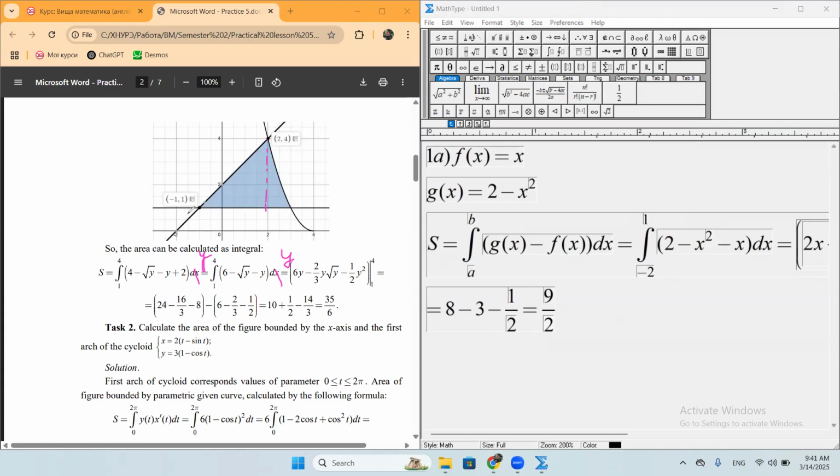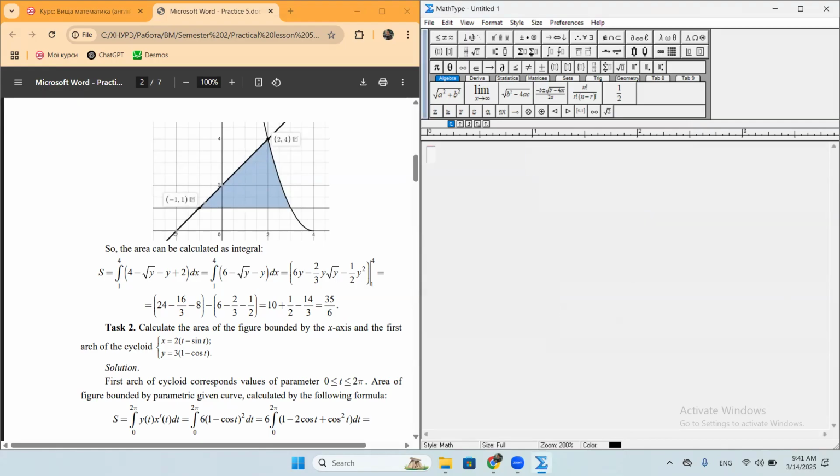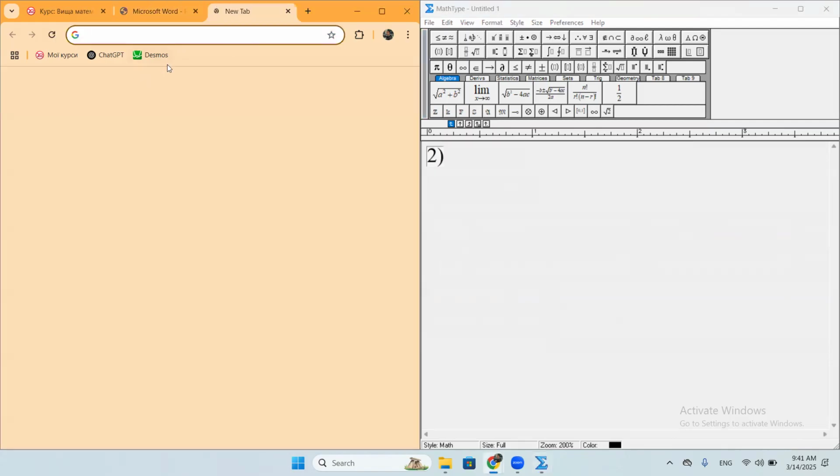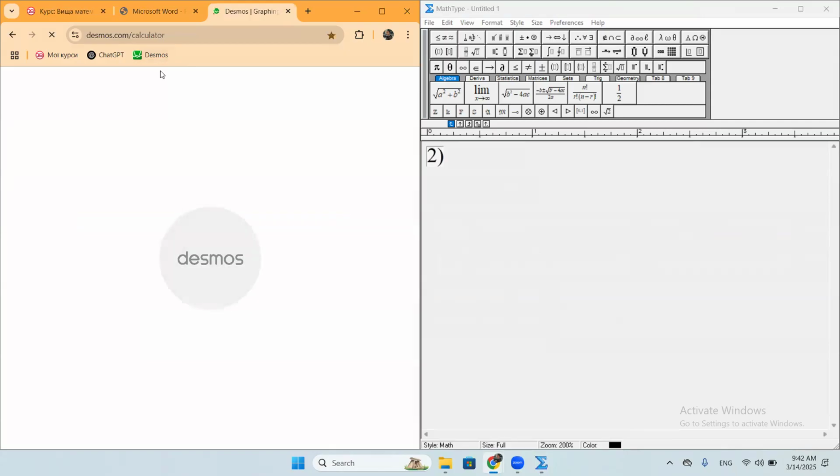Okay, any questions about this exercise for now? Okay, if no questions, let's move next. Now we have to calculate the area of the figure bounded by the x-axis and the first arc of cycloid. Let me plot the graph of cycloid just for better understanding.